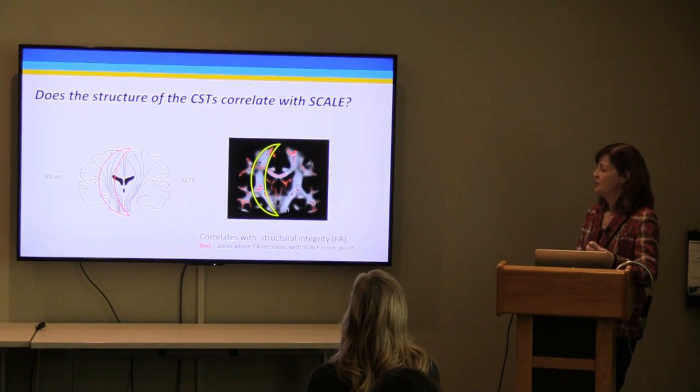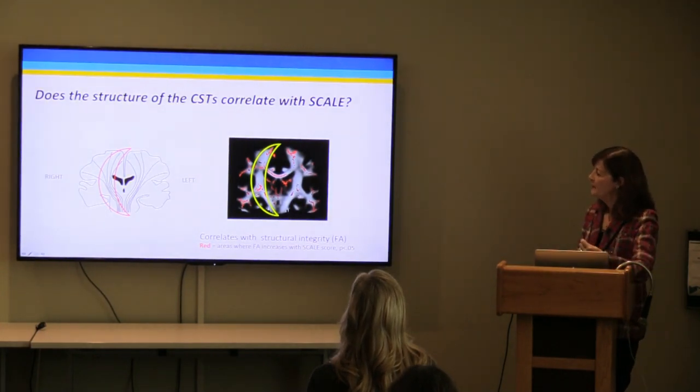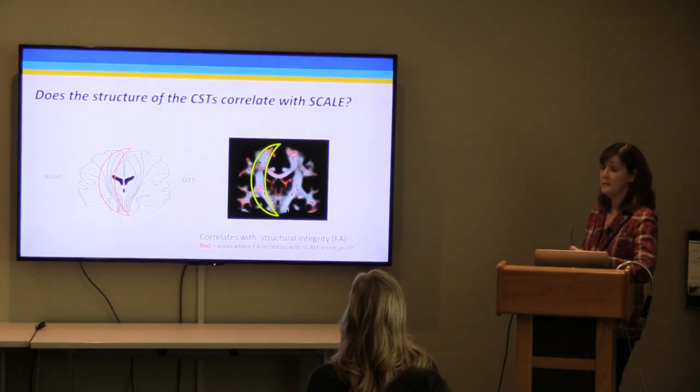The next question was, does the structure of the corticospinal tracts correlate with our scale, our clinical measure? And we did see that it did. And this is interesting because it was the leg. This is the leg tract. This is where, if you stimulated this part of your cortex, you would get muscle activity in your leg. And then this is the hand over here. But we see that it did correlate with structural integrity, or FA. So the redder the areas, the more FA increases with scale score. So those children who had higher scale scores had higher FA. So it did correlate. Our scale assessment was a nice clinical correlate of actual corticospinal tract damage.